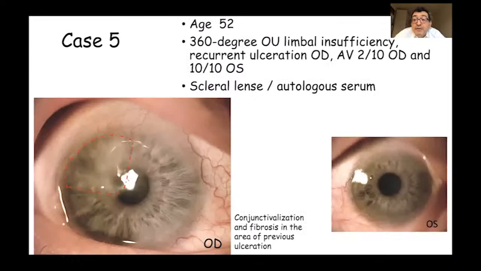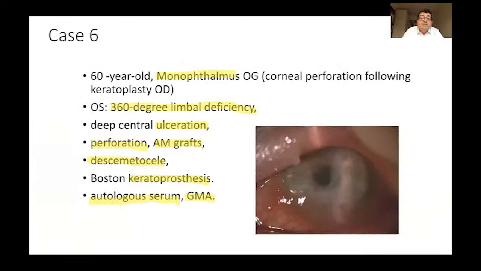This is the case of a 52-year-old patient with 360-degree bilateral limbal stem cell deficiency. This patient started to go to the cornea clinic due to corneal ulceration. And what is very important, as you can see here in the right eye, is the total loss of transparency and increased stem cell deficiency, particularly in the area where the corneal ulceration was present. So it is very important to emphasize that each time you have a persistent epithelial defect, each time you have corneal ulceration, the healing will lead to corneal opacification and to increased worsening of the limbal stem cell deficiency.